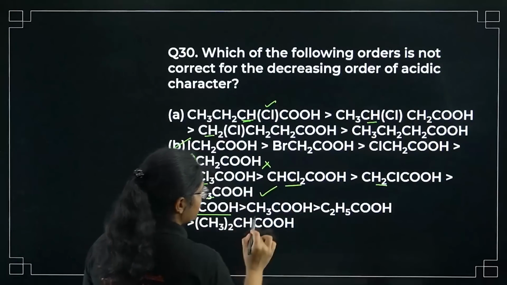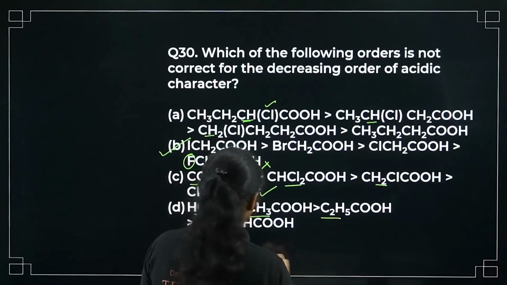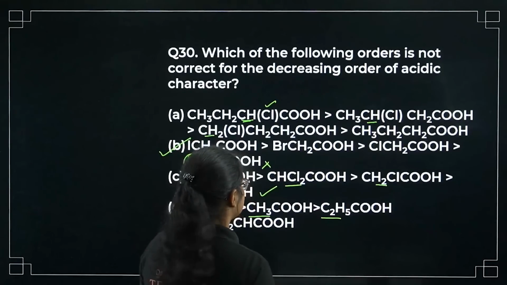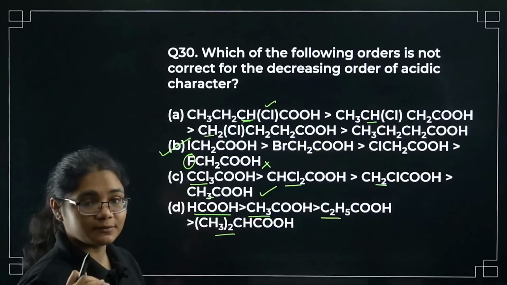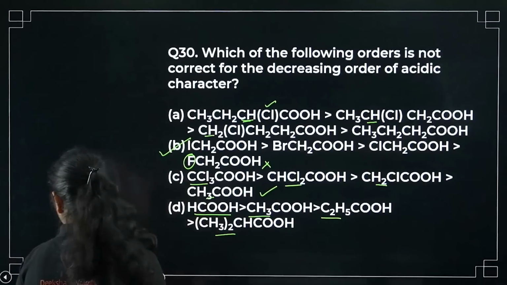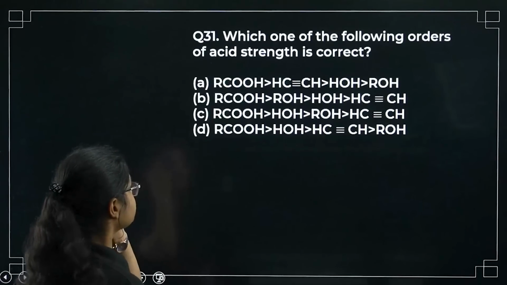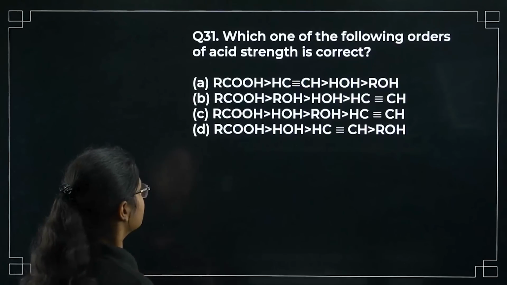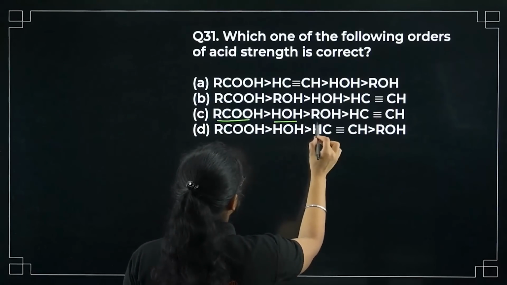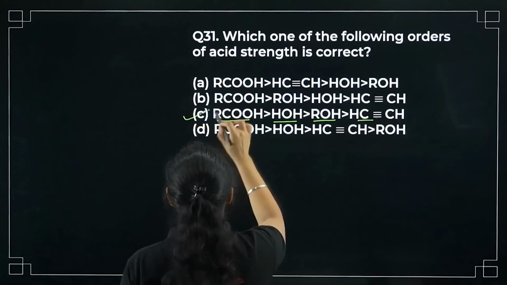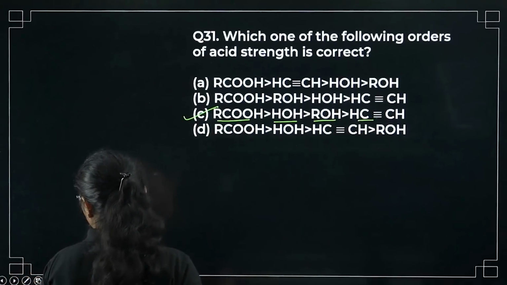Here you can see formic acid, then I have CH3, C2H5 and CH3 2. So this is also correct because as the R group increases, the stability of the conjugate base decreases. Now moving to the next question, correct order of acidity. So first definitely we have acids, then the order is water, then alcohol and then ethyne. So option number C here.